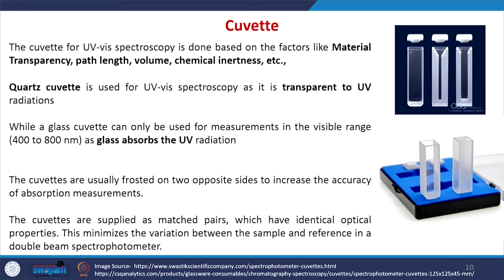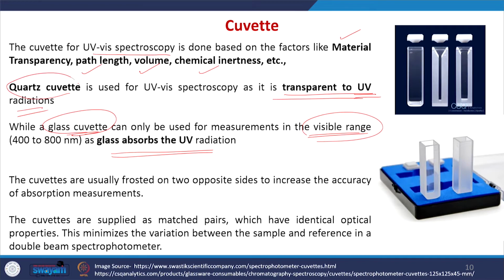Let us learn about the cuvette. The cuvette for UV visible spectroscopy is chosen based on factors like material transparency, path length, volume and chemical inertness. The quartz cuvette is mainly used for measuring the absorbance of a sample in the UV range. The reason is the quartz cuvette is transparent to UV radiation, and the glass cuvette is mainly used to measure the sample's absorbance in the visible range, because the glass absorbs the UV radiation. So, that is why we have to use the glass cuvette for measuring the absorbance in the visible range, and we have to use the quartz cuvette for measuring the absorbance in the UV range.